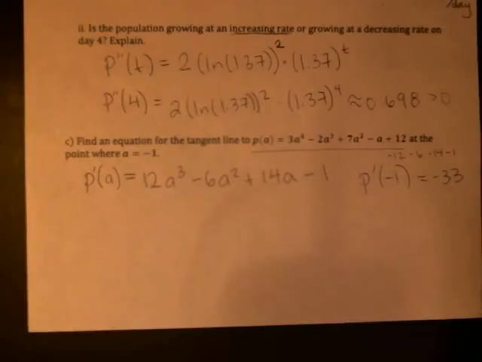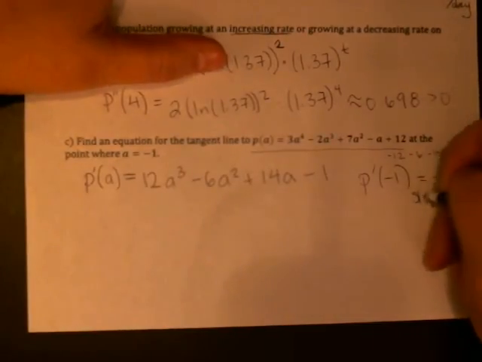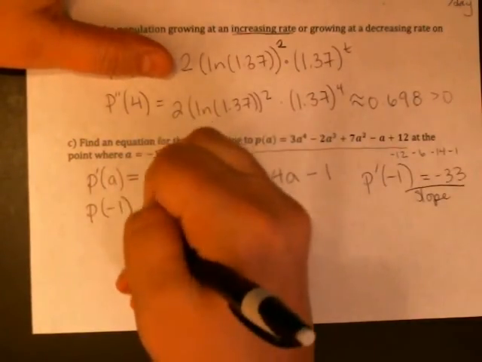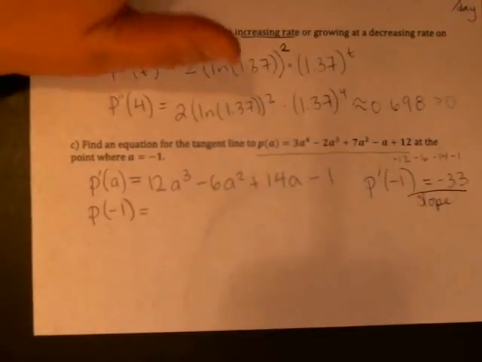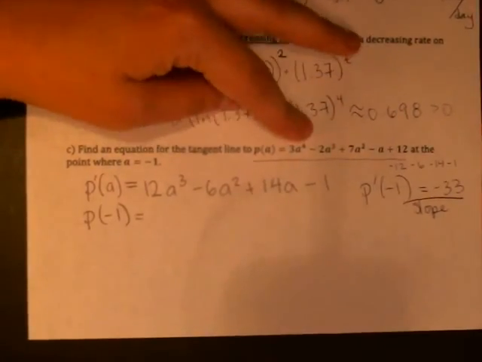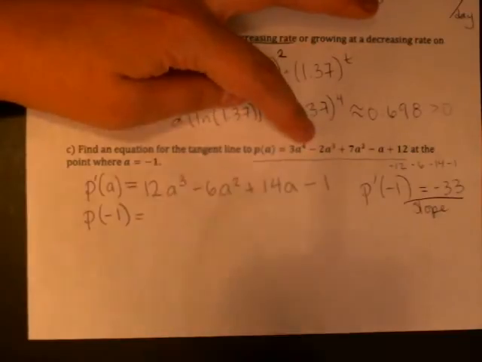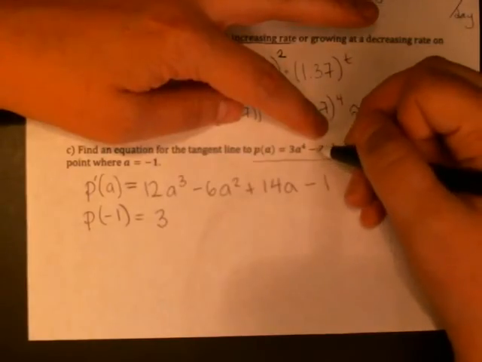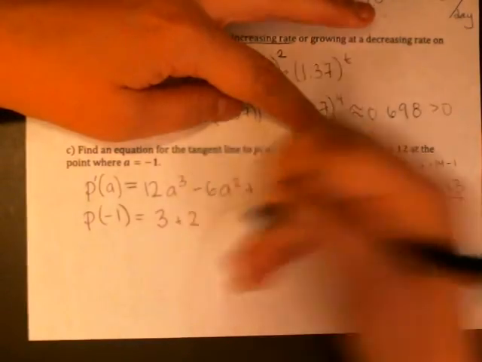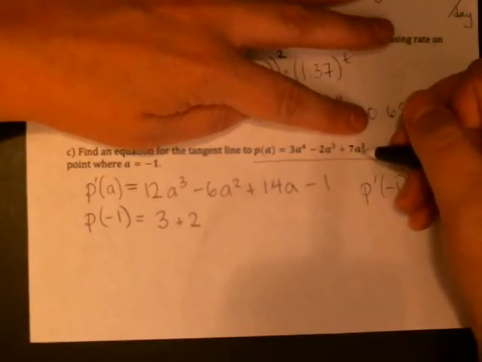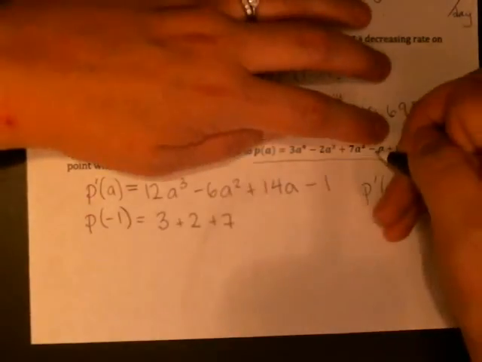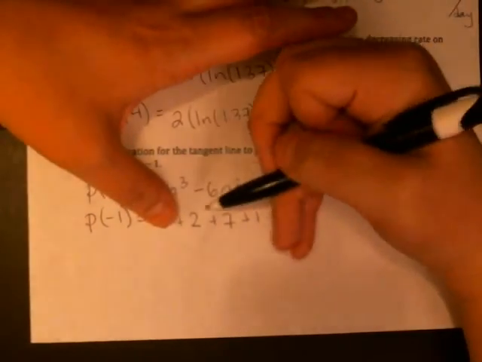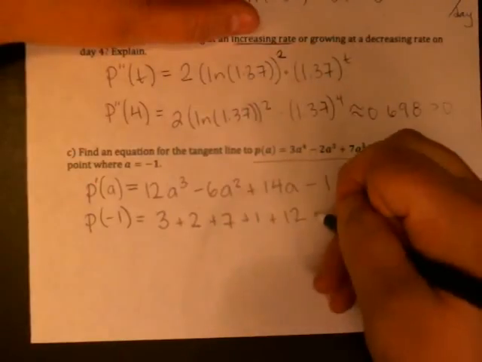We also need a point, so this is our slope. We also need a point, and to get the point, we need to know p of -1. So the function gives you y values, the derivative gives you slopes. If we plug -1 into the original function, raising it to a 4th power makes it positive, so we just get a 3. Cubing it, still negative, so negative 2 times negative 1 is plus 2. 7 times negative 1 squared is just a 7. Minus a negative 1 is plus 1, plus 12. Okay, so I have a 10, 12, 13, 25.